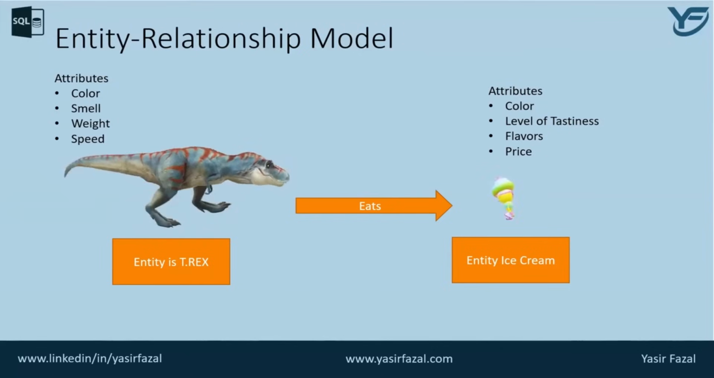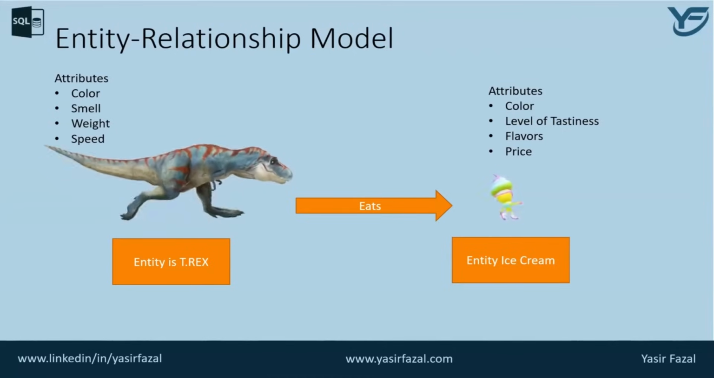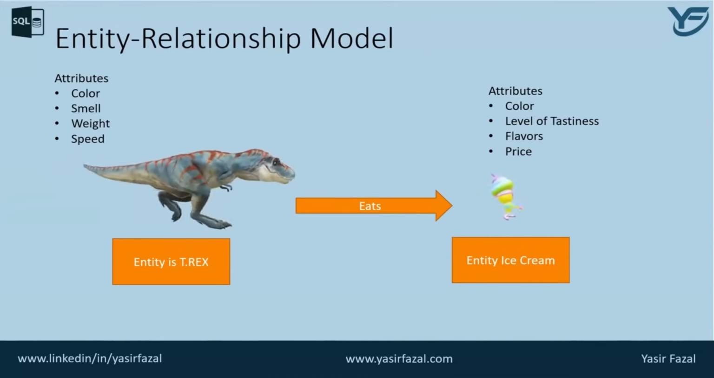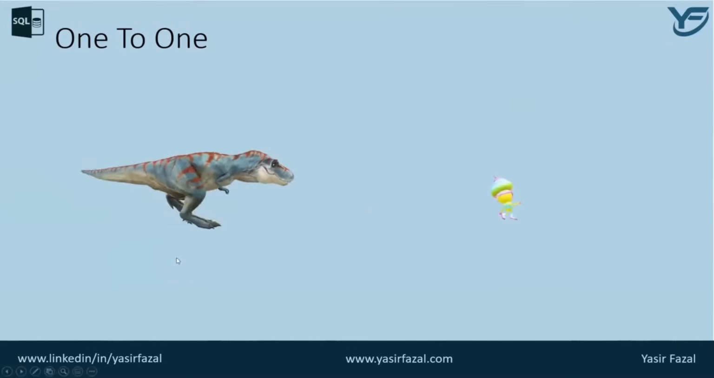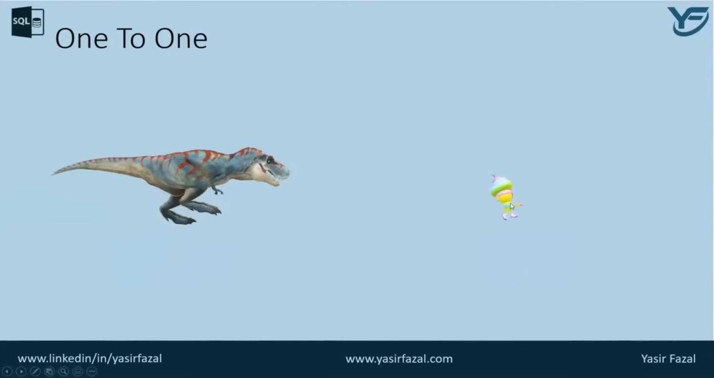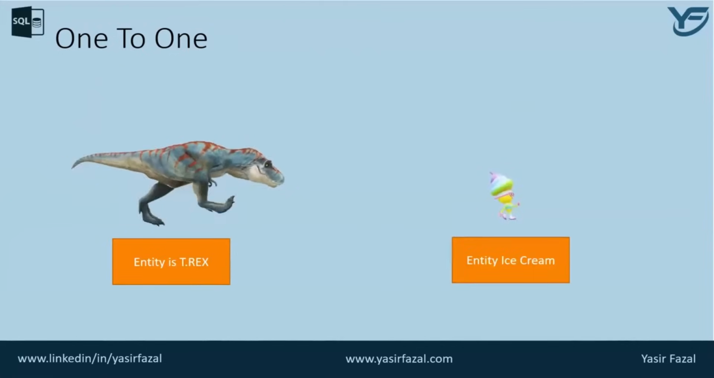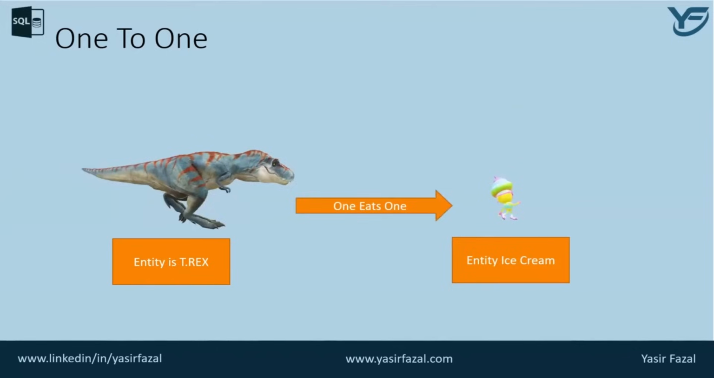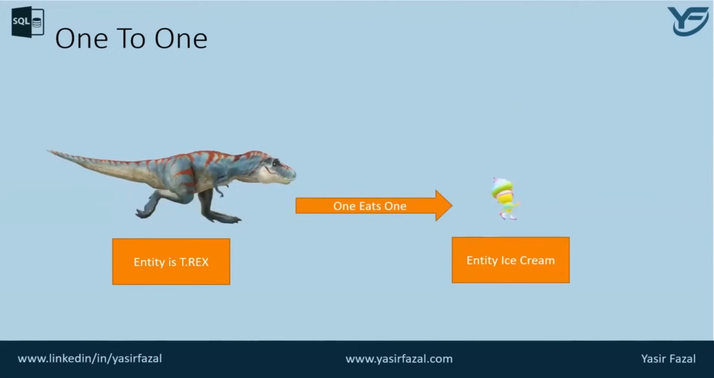So when I talk about mapping cardinalities, what does that mean? There are basically four cardinalities. The first one is one to one. There is one entity and then a second entity, where the first entity is the T-Rex and the second entity is ice cream. One T-Rex would like to eat only one ice cream. So this is one to one.